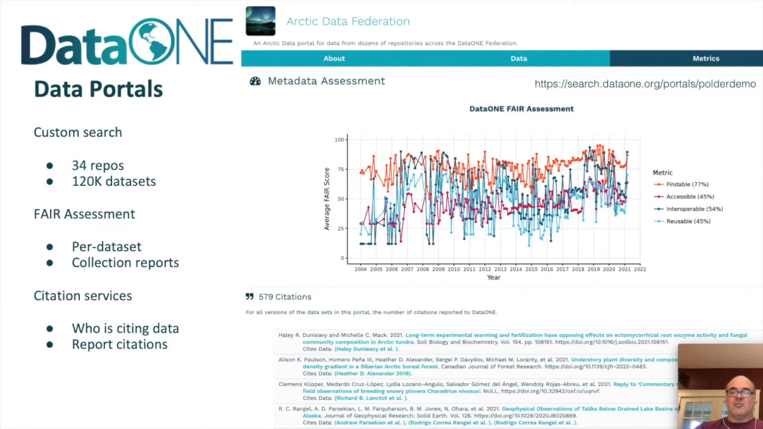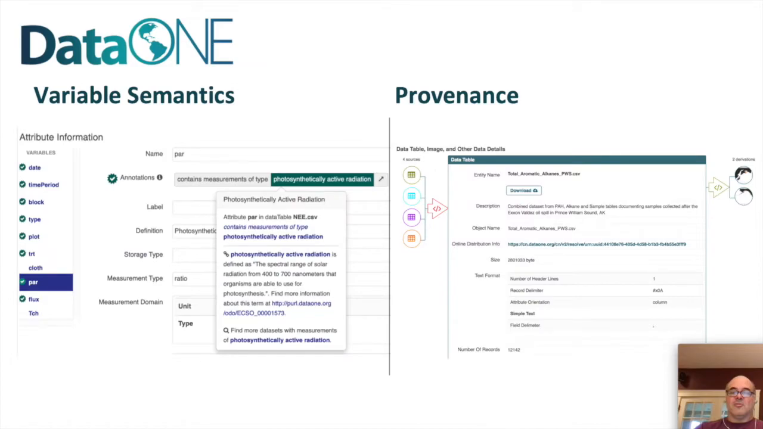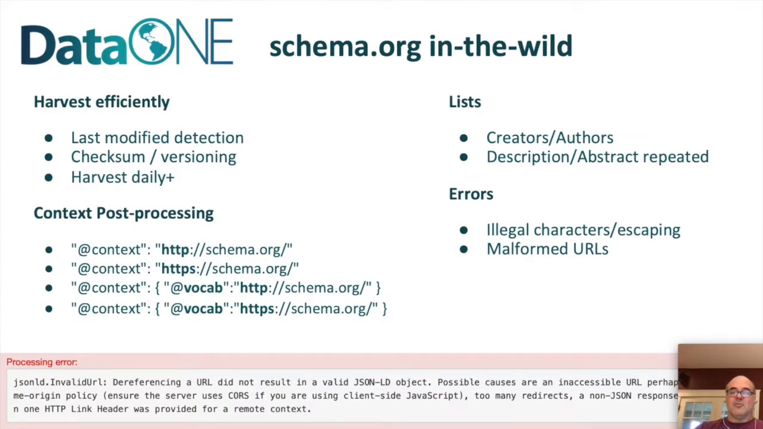In addition to getting access to the data by being part of DataONE, these repositories have access to metadata assessment through a FAIR metadata metric, data citation, tracking and understanding, and a number of other services that DataONE provides. For example, we also represent variable semantics and try to map data sets that are coming in through schema.org variable representations to really understand the measurements that are being made and track provenance of data sets as well.